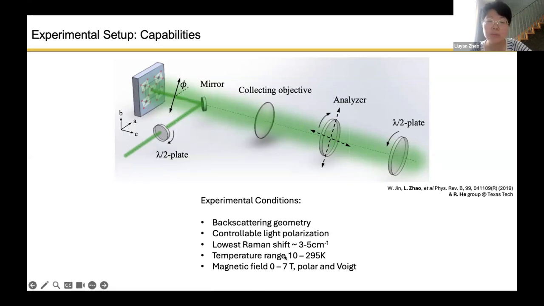And the temperature range is from 10 Kelvin up to room temperature. And we can apply a magnetic field in both polar geometry and void geometry up to 7 Tesla. Polar is a field normal to the sample surface. Void is a field parallel to the sample surface.